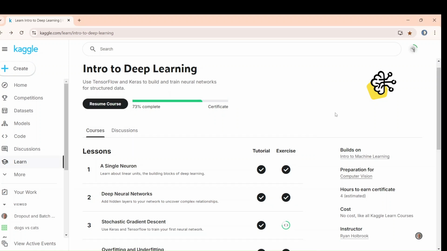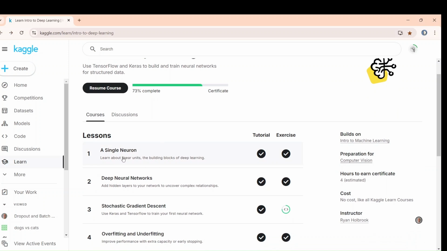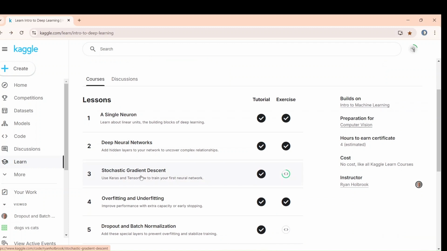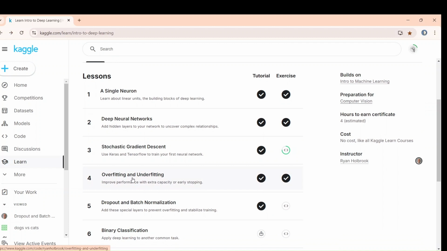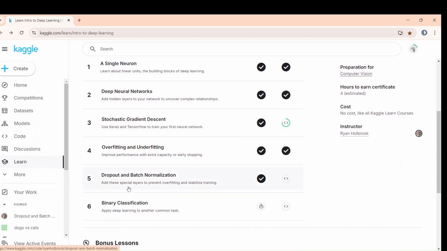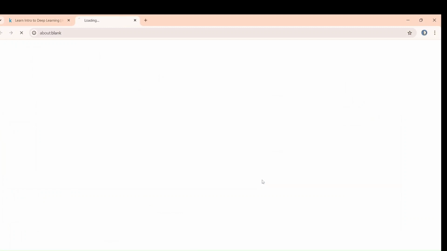Let's continue this course. As of now, we have completed a single neuron. We have understood how to create a deep neural network. Then we understood what is stochastic gradient descent, the loss function, the optimizer, and then how to prevent overfitting or underfitting by using early stopping. Now today our lesson is about dropout and batch normalization. First we will read, then we will do the exercise.